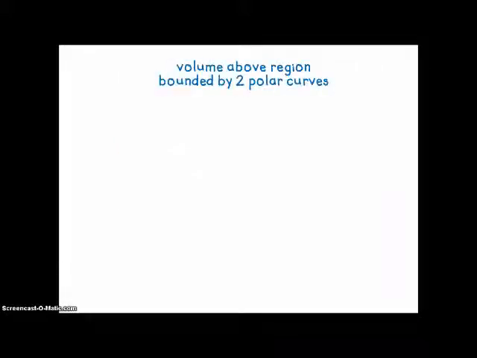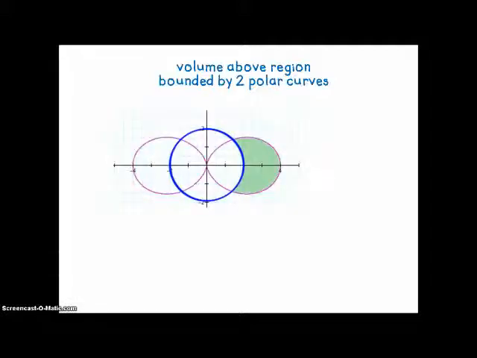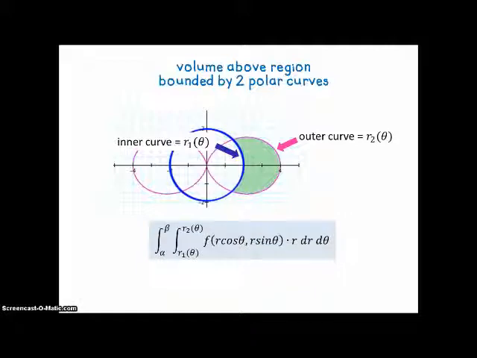Volume above a region bounded by two polar curves. Let's say our region has two boundaries, not just one curve, but two. We've got this blue curve and the purple curve. The outer curve is the purple one. We'll call that r2, and the inner curve is r1. We're going to let r go from r1 to r2, and then again theta will go from alpha to beta. So it's really the same thing, except you're going to have functions as your limits instead of numbers.